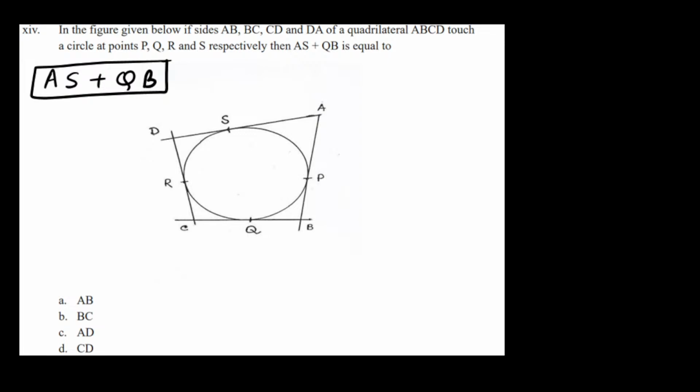And which result can we use here? Tangents and intersecting chords. Option A. Okay, so Tarun has given the answer option A. Okay, good. So which result have you used here? So according to Tarun, AB is the answer.